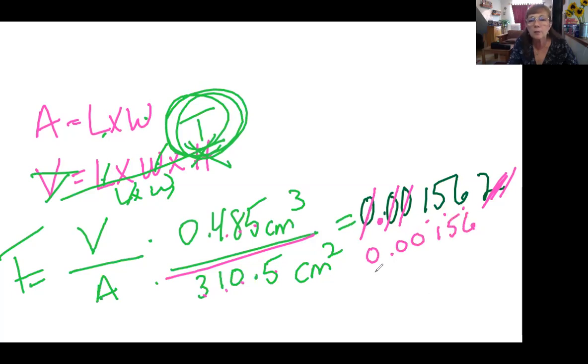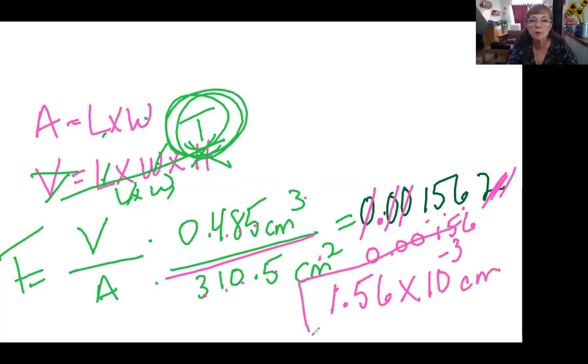you start getting lots of zeros on small numbers, it gets too big, too space consuming, and it's also confusing. So I want you to convert to correct numbers, significant digits in scientific notation. Remember, centimeters cubed divided by centimeters squared is just centimeters. Thickness is 1.56 times 10 to the minus third centimeters.